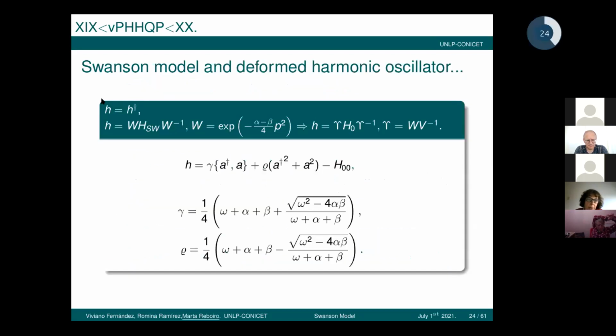And we say, well, if we have a Swanson Hamiltonian, clearly we can construct a Hermitian Hamiltonian H related to the Swanson Hamiltonian also through this.